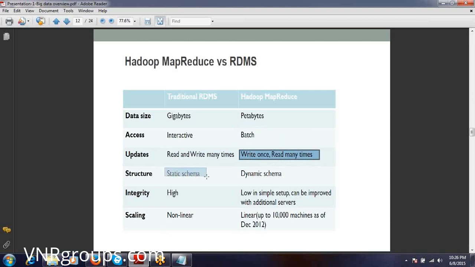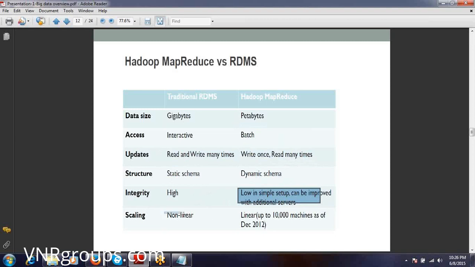And structure wise, it is static schema. Before storing anything, you need to define the schema. And here it is dynamic schema. You can do it on the fly. Integrity wise, it is high because we have all the things at one place. But here we are going to distribute our data among multiple machines. And what is the advantage of distributing the data? We have also seen, right? We can achieve the parallel processing and we can save our time.